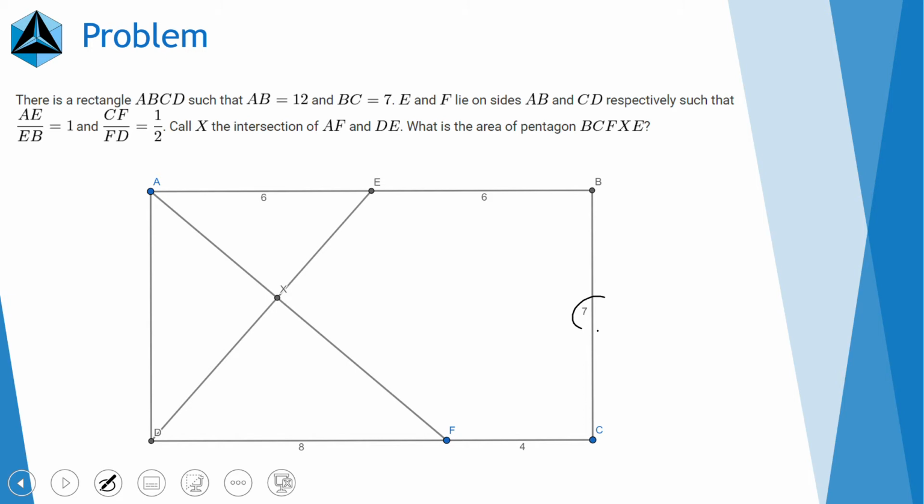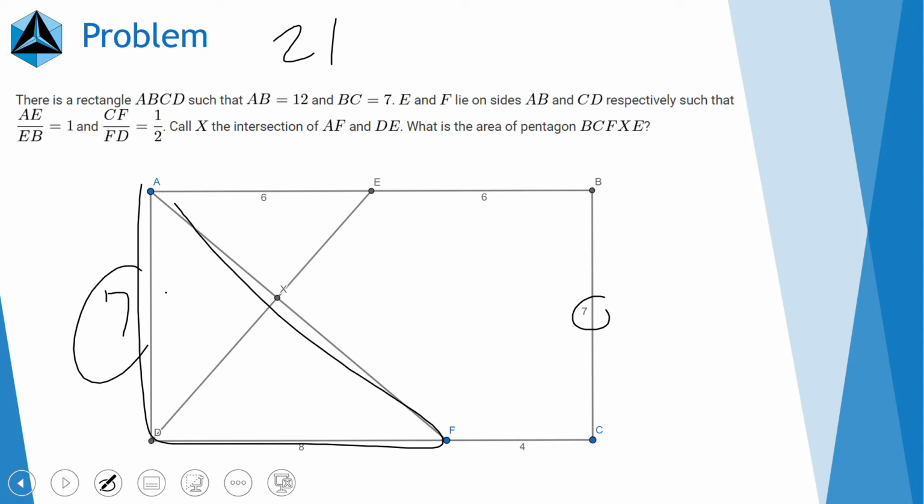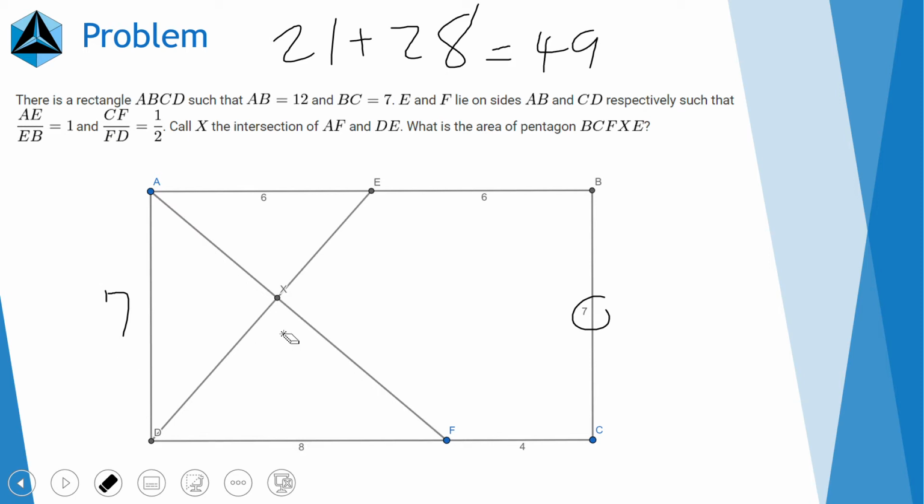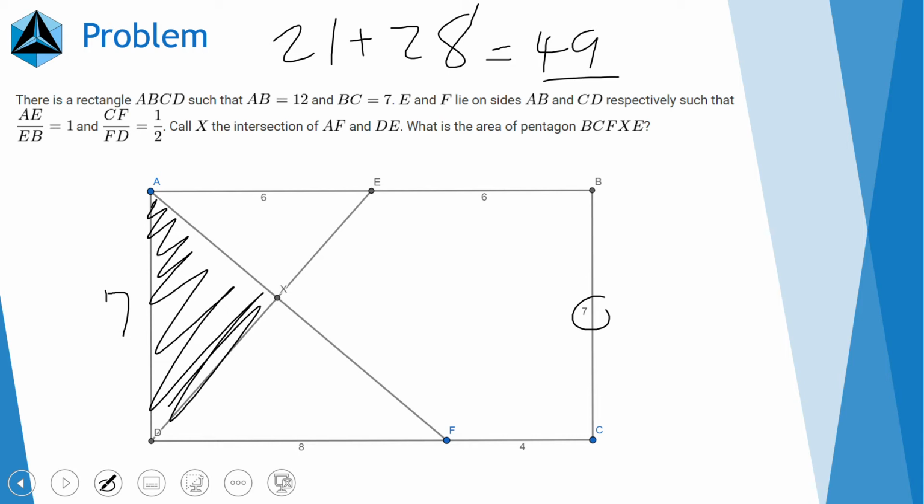We know that since BC is equal to 7, we have 7 right here. So we see that the area of triangle ADE is 6 times 7 divided by 2, which is 21. And then similarly, the area of the blue triangle ADF is 7 times 8 over 2, which is 28. So this sums to 49. Now we want to subtract the area of this overlapping portion from 49, and whatever that difference is will be the value of this section right here.